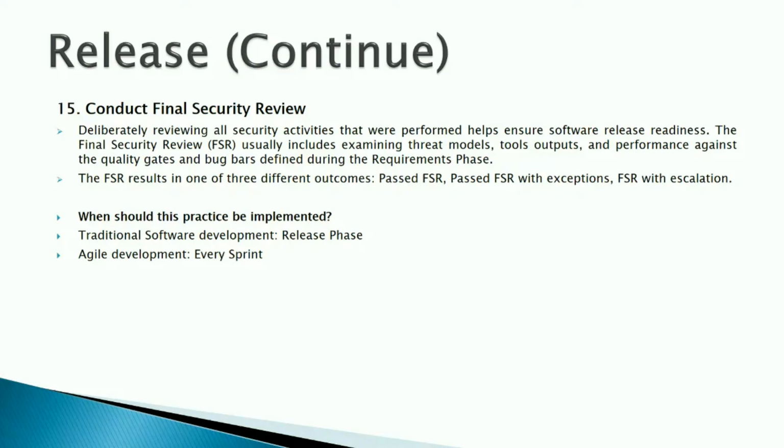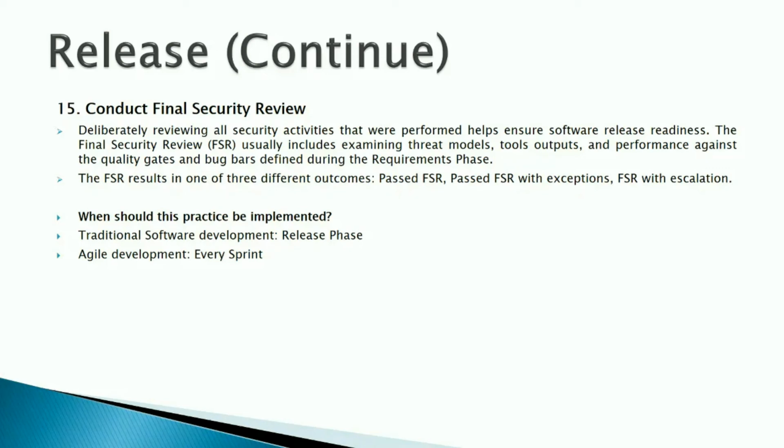In the final security review process, we deliberately review all the security activities which were performed, which helps to ensure software release readiness. The final security review, which is FSR, usually includes examining the threat model and tools output, and performance against the quality gates and bug bars defined during the requirement phase. FSR includes three outcomes: passed FSR, passed FSR with exception, and passed FSR with escalation.